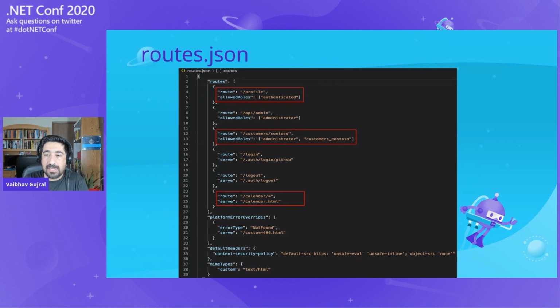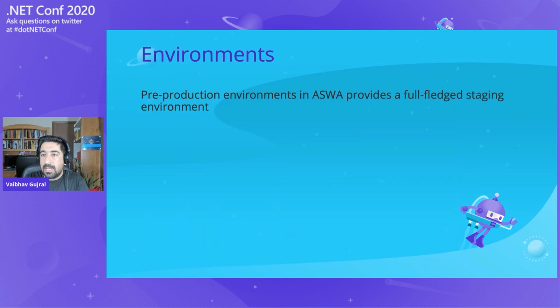For example, for the route /calendar/*, it returns calendar.html. Do note that it does support wildcard characters, as visible in this example. You can use the platform error overrides array to redirect users to a custom error page in response to those errors. For example, if the error type is not found, or 404, it returns a custom 404 error page. Lastly, you can also define the response headers and the MIME types associated with your routes.